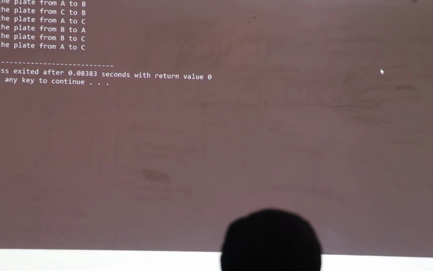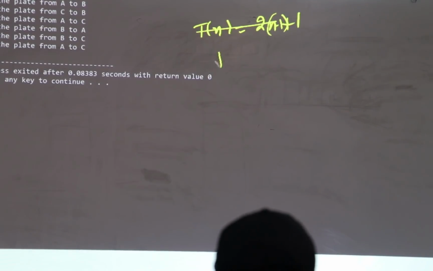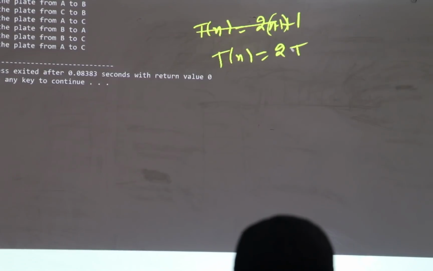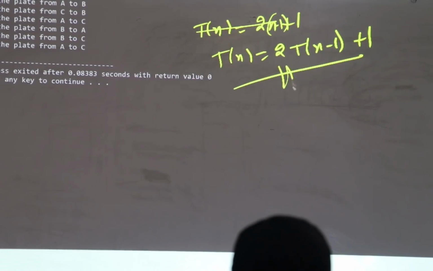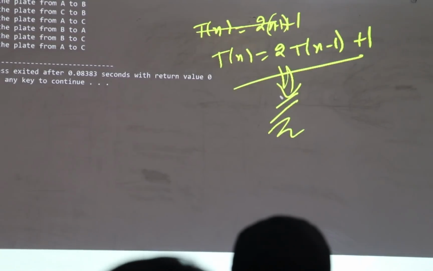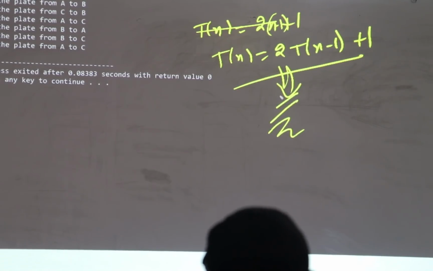So we know that the total number of moves required for n is 2^n minus 1. You can say T(n) is equal to 2T(n minus 1) plus 1, and you can solve the relation and find the formula. Then you can easily do it. Okay, this is one application of stack, that is the Towers of Hanoi problem.